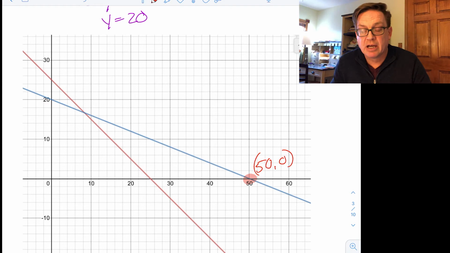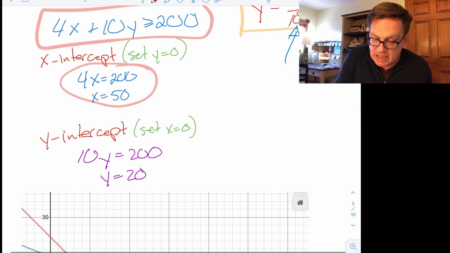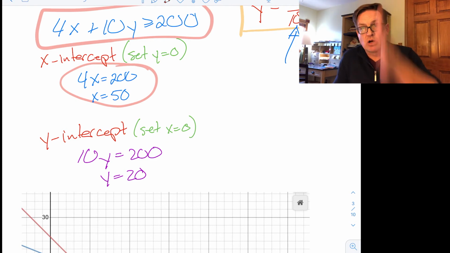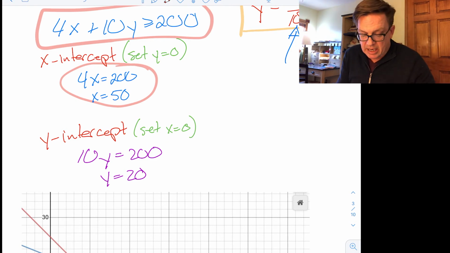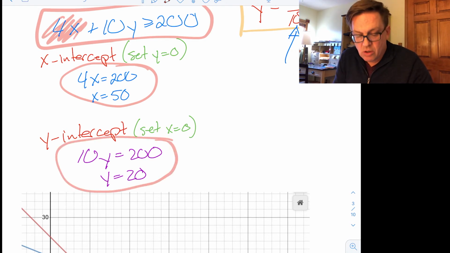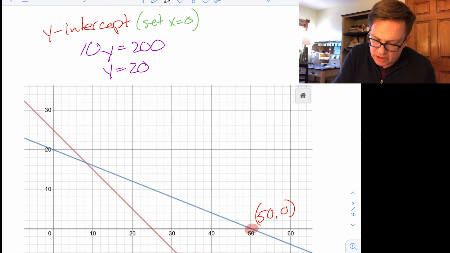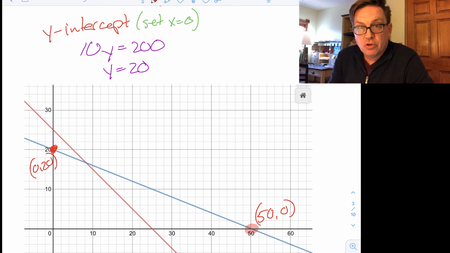That's easy to find. And then we can do the same for the y-intercept, where we set x equal to 0 to find where it crosses the y-axis. If x is 0, the 4x disappears, and we get 10y equals 200, or y equals 20. So that's this nice point up here, (0, 20). And so the blue line then becomes our cost inequality.